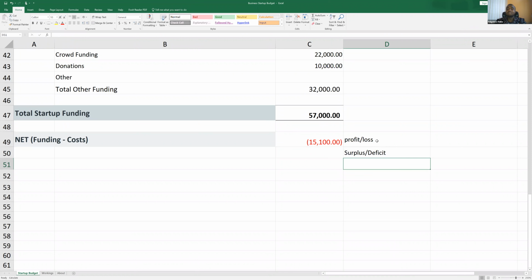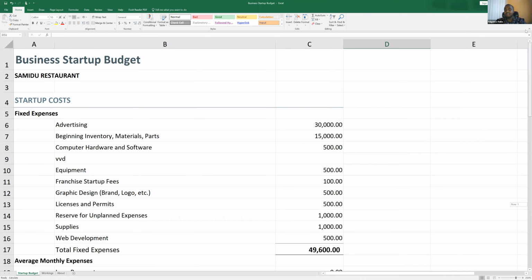But basically the model is the same. And that's what I'm saying. You can tailor it to fit any kind of business or any kind of budgeting you want to use.